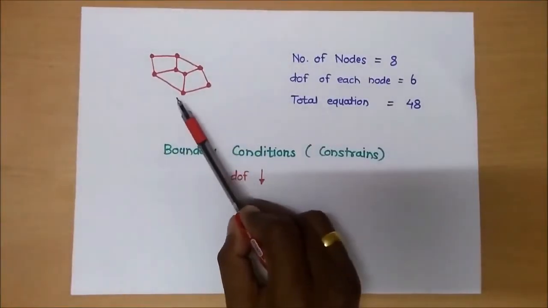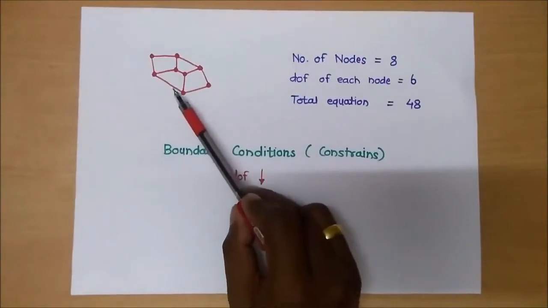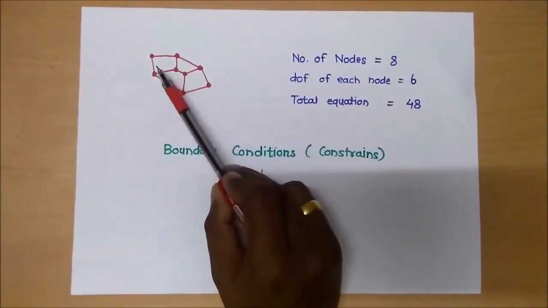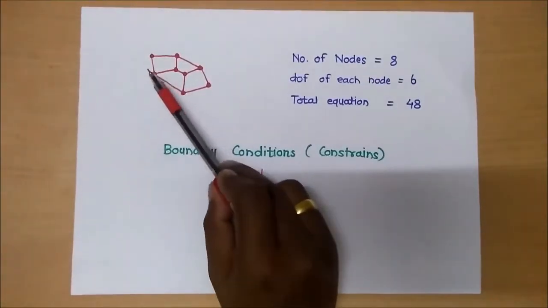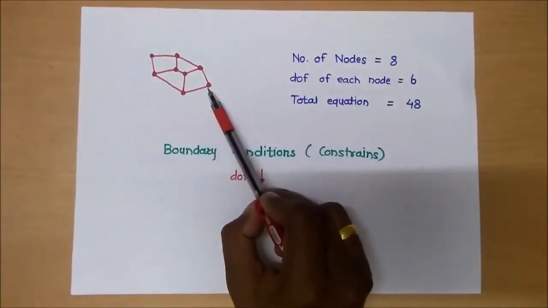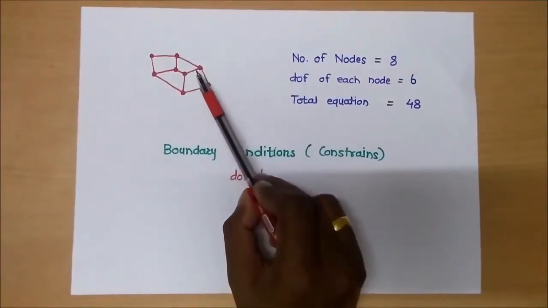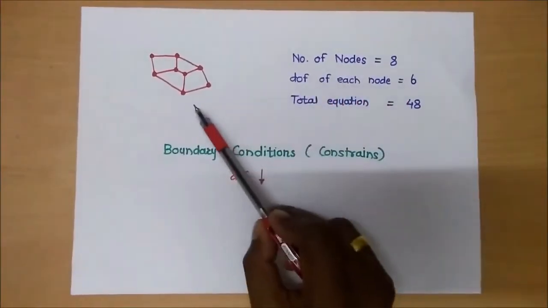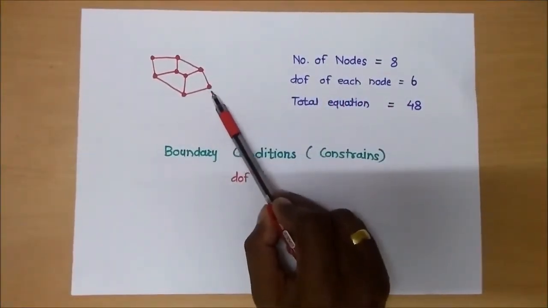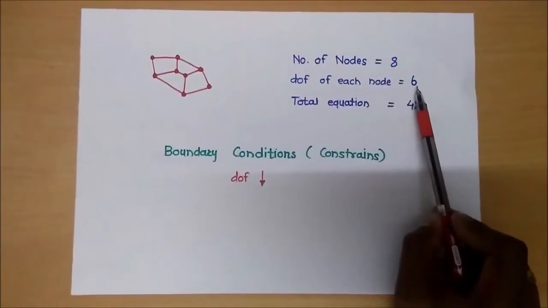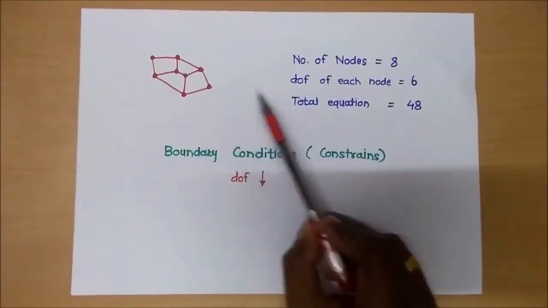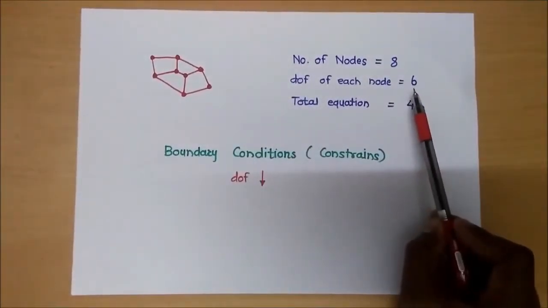Suppose I have taken one example which has 4 elements, 1, 2, 3, 4, and it has 8 nodes, 1, 2, 3, 4 and these 4. So the total number of nodes is 8. Now the degrees of freedom at each node is 6. How it comes to 6 we will see later on. So let's assume that for each node we have 6 degrees of freedom.